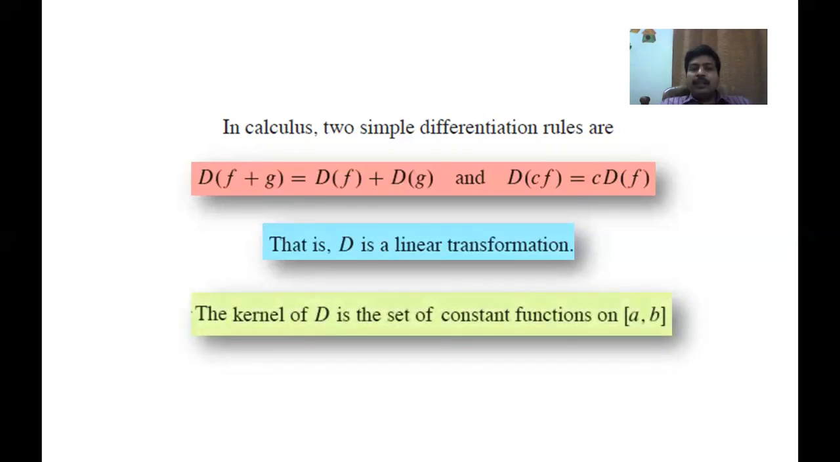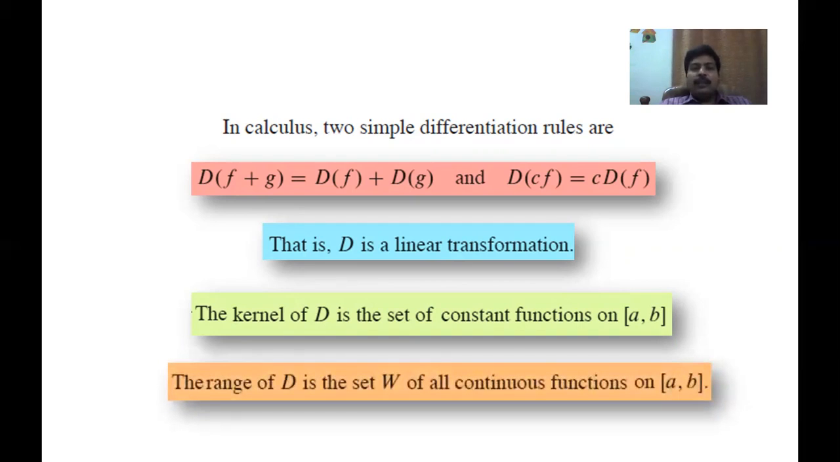So the kernel of D is the set of constant functions on the closed interval AB. The kernel is nothing but all the elements of V which are mapped to the zero vector of W. So the zero vector is the zero function there. So for all constant functions, the derivative is zero. That's why the set of all constant functions constitutes the kernel of D here.